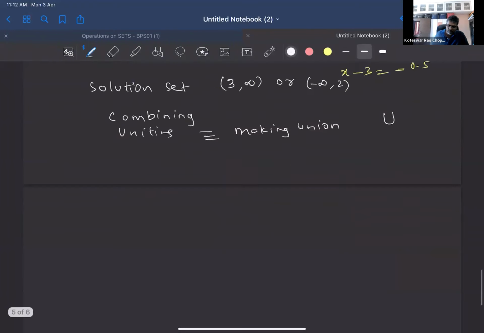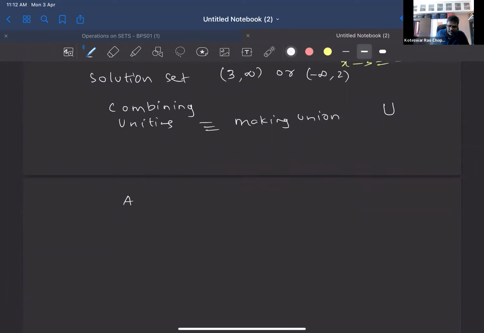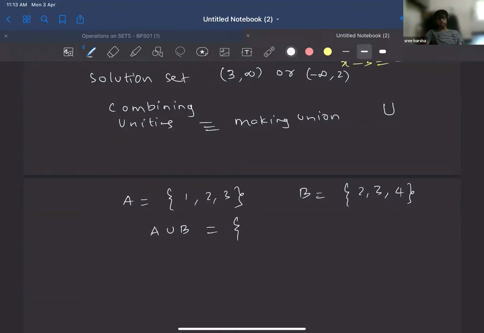Okay, so if you take 2 sets, for example, I'll come back to that solution set. Suppose I have A with these numbers 1, 2, 3. I have B with 2, 3, 4. So when you take A union B, what you do is you include all the elements from set A. You also include all the elements from set B, but wherever you see common values, you include them only once. So there are no duplicates. So it will be 1, 2, 3, 4. Now this is about union.